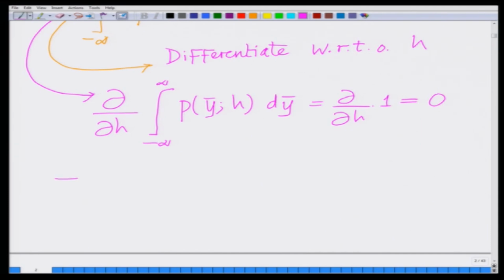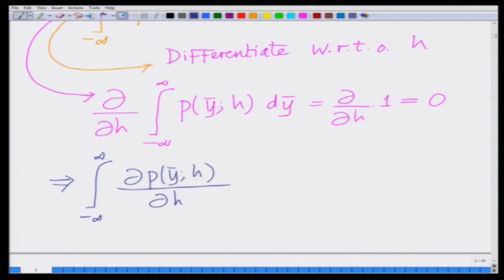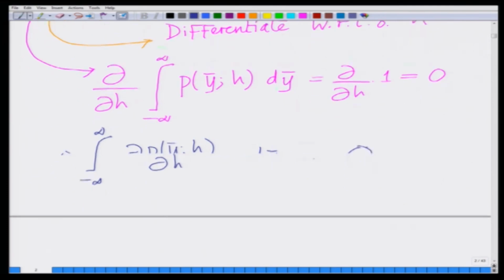Now, we move this derivative operation inside. This implies basically moving this inside, what we have is the integral from minus infinity to infinity of the partial derivative of the probability density function with respect to the unknown parameter h, times dy bar, is equal to 0. That is what we have.